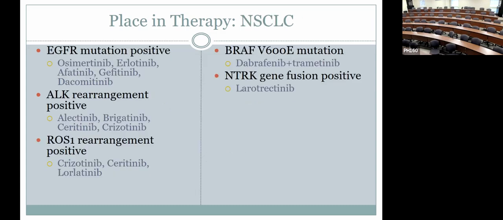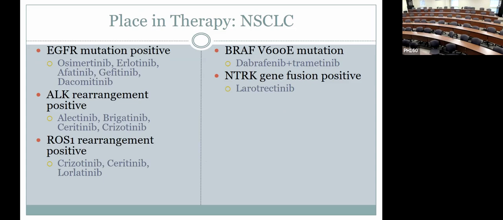And lastly, the TKIs are a large part of the non-small cell lung cancer treatment. And as you can see here, there are a variety of genetic mutations that may occur and should be tested for. And I've included the various options for these patients if the corresponding mutation was found.